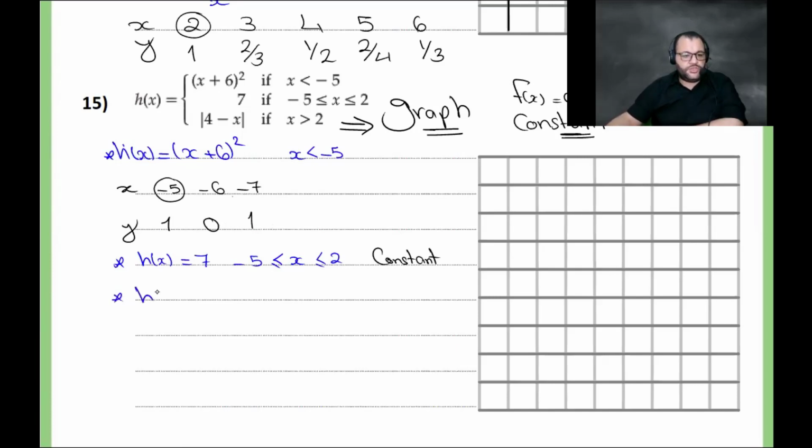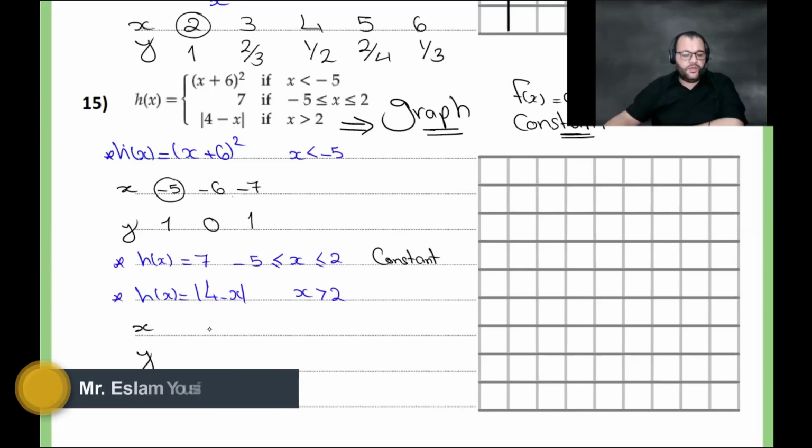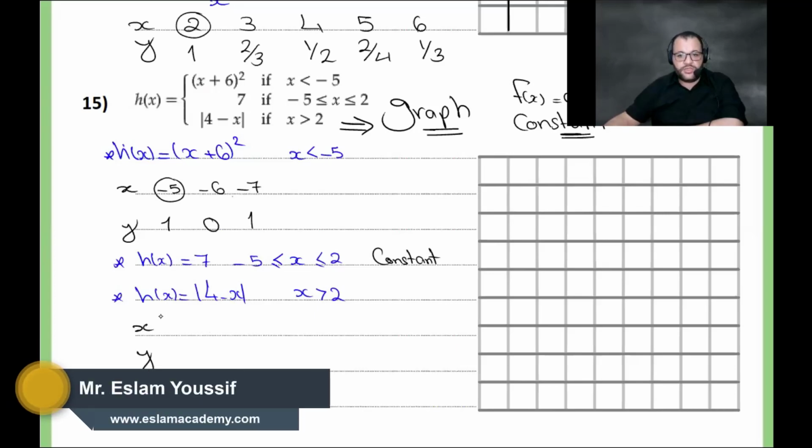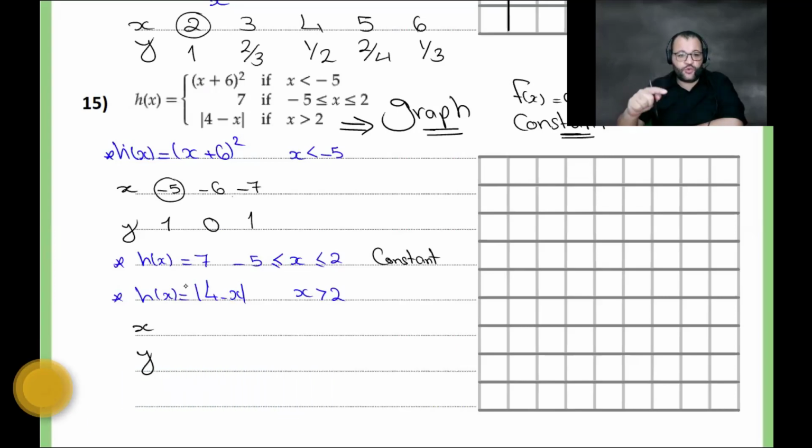And the last one, which is h of x equals the absolute value of 4 minus x, where x is greater than 2. So we have to complete the table. That's x and that's y. By the way, there is another question where I will give you the function and you have to find the equation. So you have to know how to solve the first one. That's the easiest part. The second part, I will give you the graph and you have to write the piecewise function, the inverse. So without understanding this part, you will not be able to solve the second part.